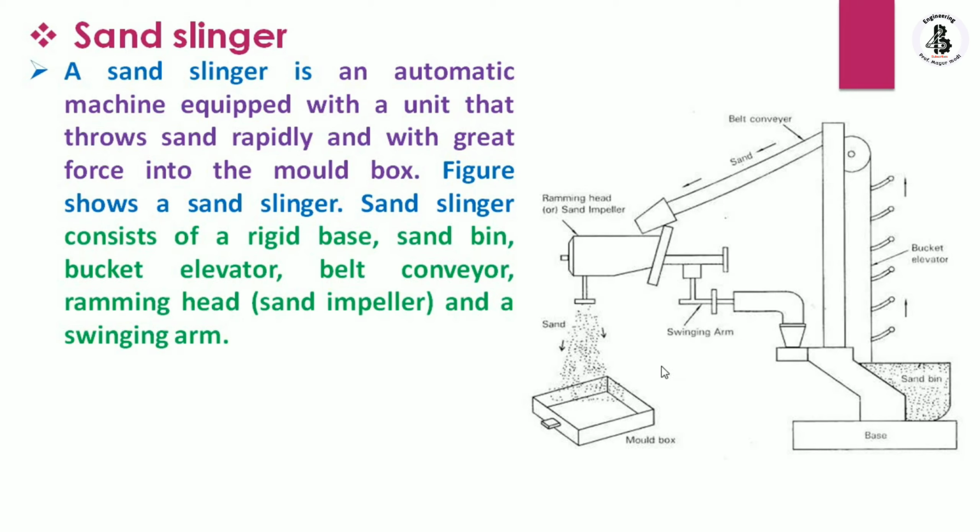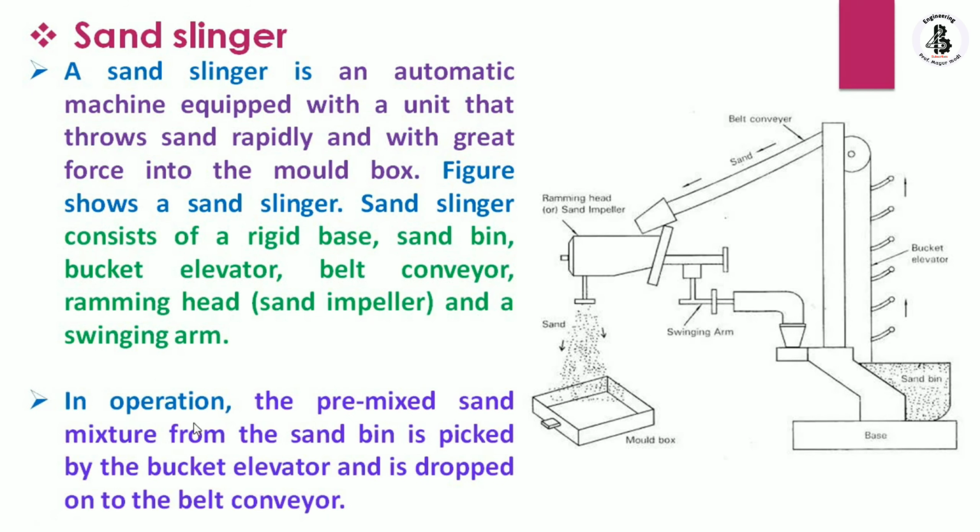So that we already learned. That will be the arrangement found in the sand slinger. In these operations, the pre-mixed sand mixture from the sand bins is picked up by the bucket elevator and is dropped onto the belt conveyor. So this is the sand bins, and the sand is collected with the help of the bucket elevator towards a belt conveyor. So what happens?